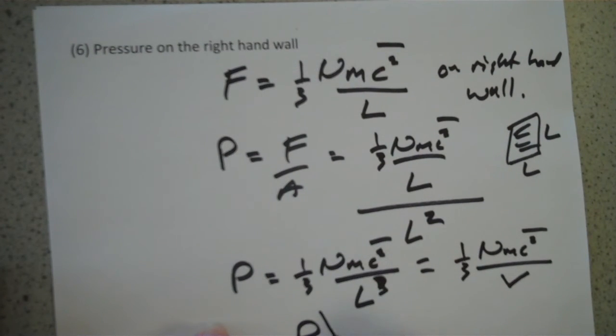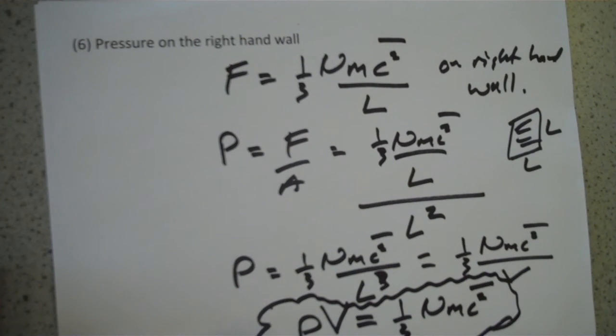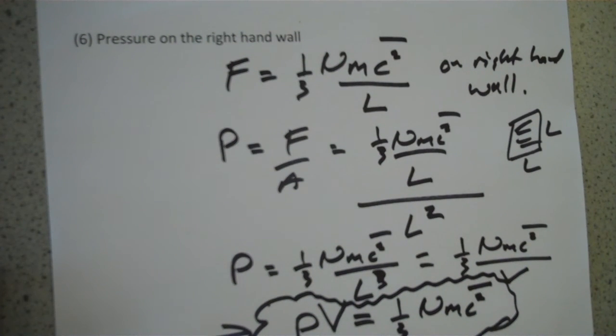And we have finished. PV, bring the V up here, PV equals a third n m c squared bar. That is the formula that we were trying to derive. Thank you very much.